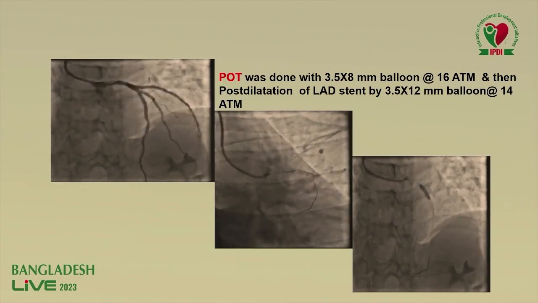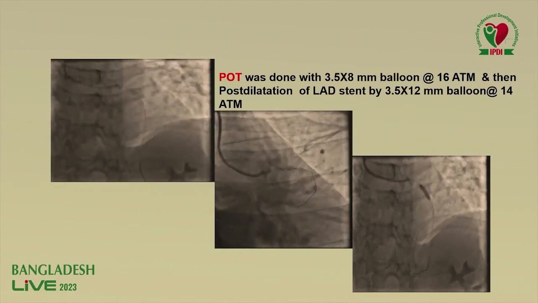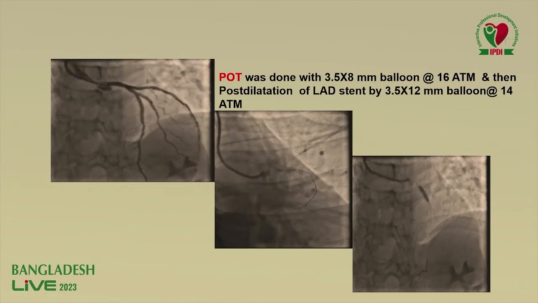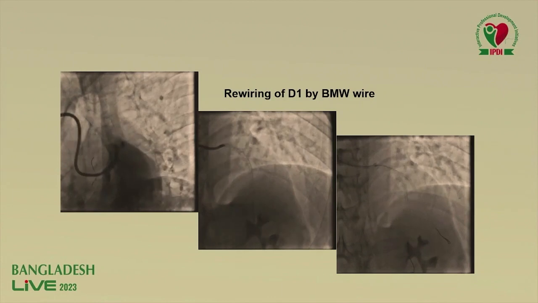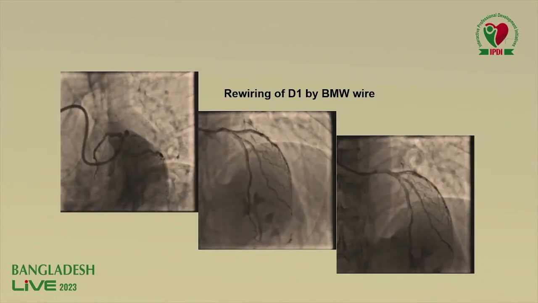Now POT was done with a 3.5 by 8 millimeter balloon at 16 atmospheres, and then post-dilatation of the LAD stent was done by a 3.5 by 12 millimeter balloon at 14 atmospheres. Rewiring of D1 by BMW wire.